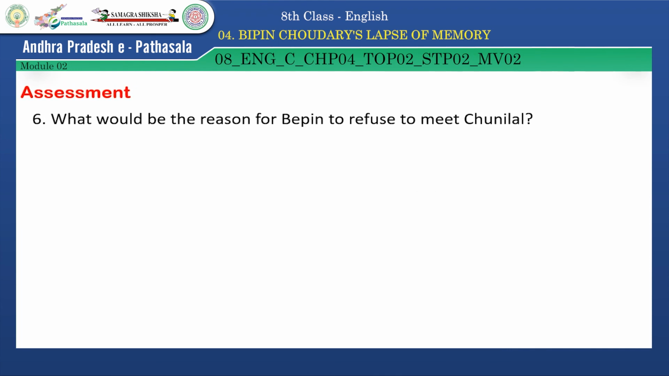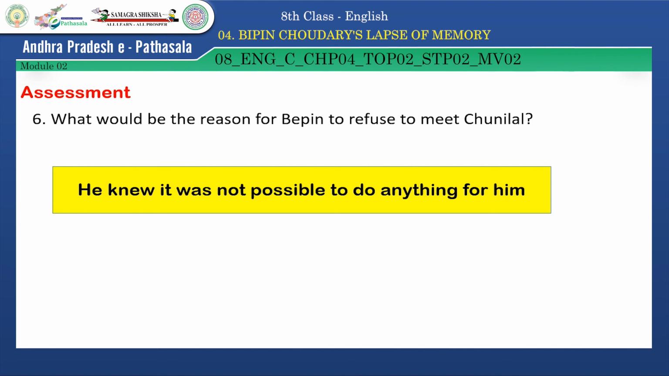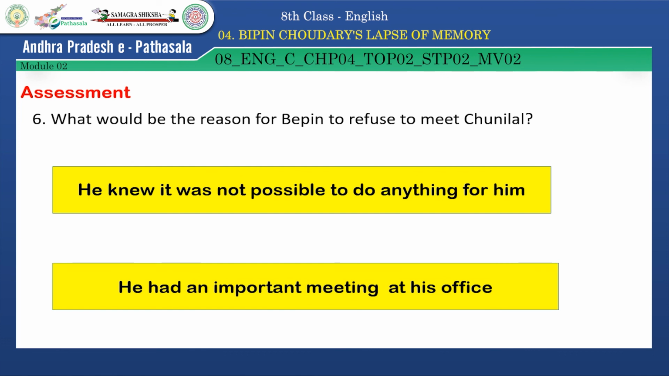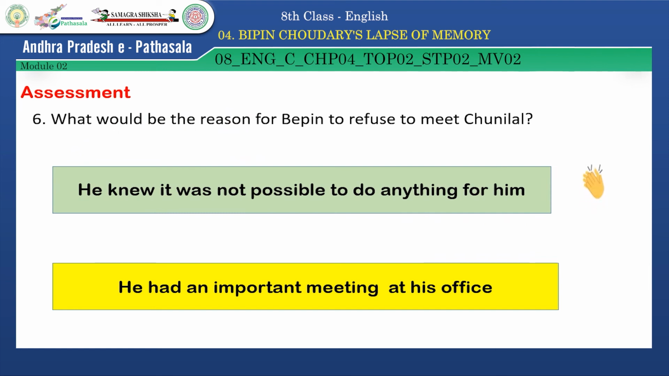Let's move to sixth question. What would be the reason for Bipin to refuse to meet Chunilal? He knew it was not possible to do anything for him, or he had an important meeting at his office. What is the right answer? Can you guess? Yes, I know. He knew it was not possible to do anything for him. Your guess or your answer is right. A big applause for you.